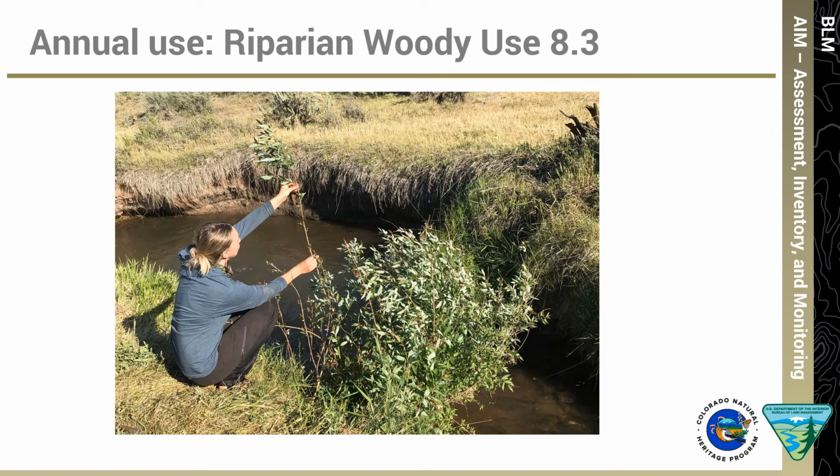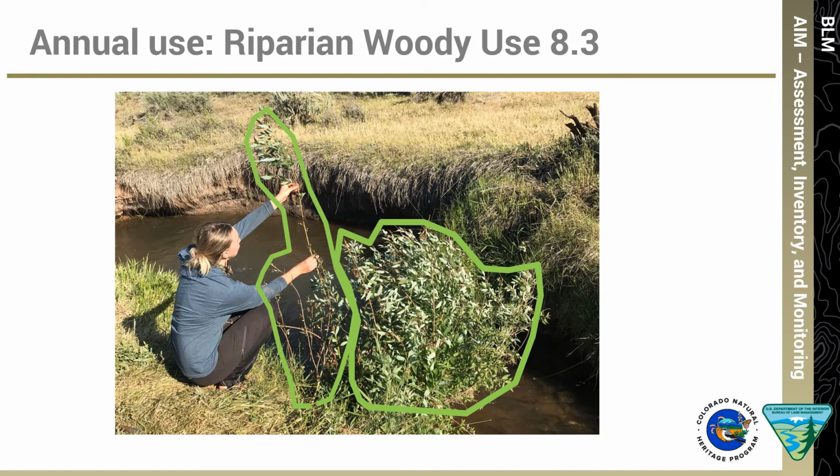Here's another example of browsing on some willows. There are 2 willows shown in the photo, outlined in green here. These are low willows, both less than 2 meters tall, and you can see the willow on the right has not been browsed at all. The leaves are all intact, but the willow on the left has been browsed quite aggressively, with almost all leaves stripped off.